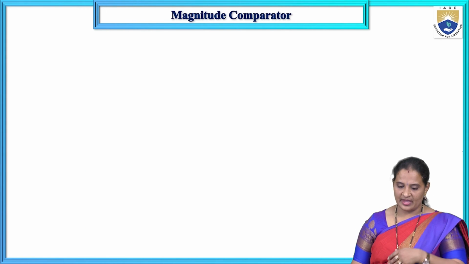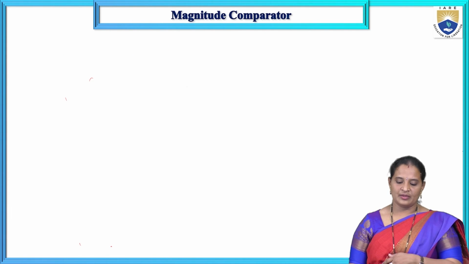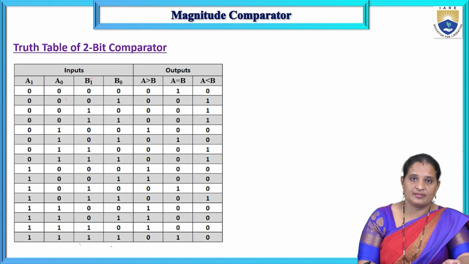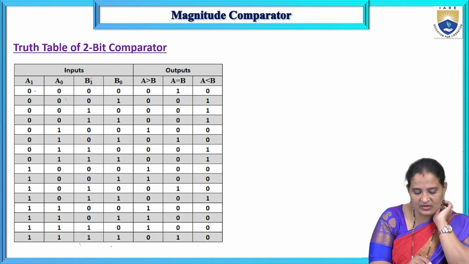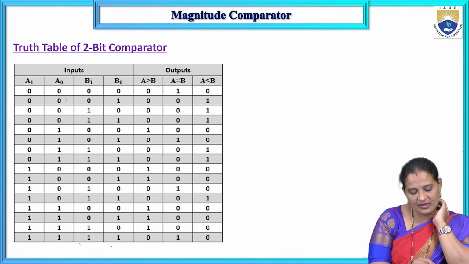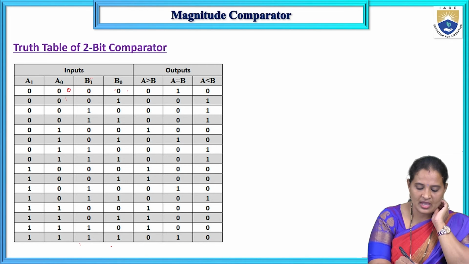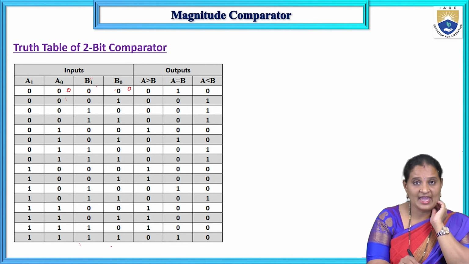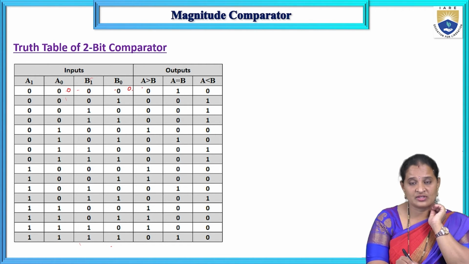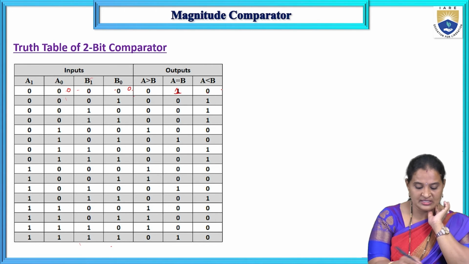If you look at this truth table, for 0000, what is the decimal equivalent of A? It is 0, and B is also 0. Is A greater than B? No. Is A less than B? No. Is A equal to B? Yes. So the A equal to B output is 1 and the remaining outputs are zeros.